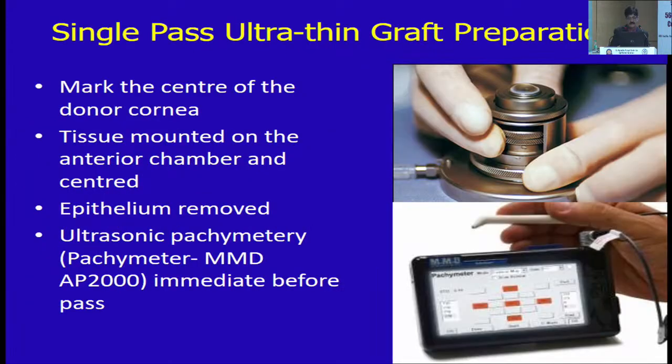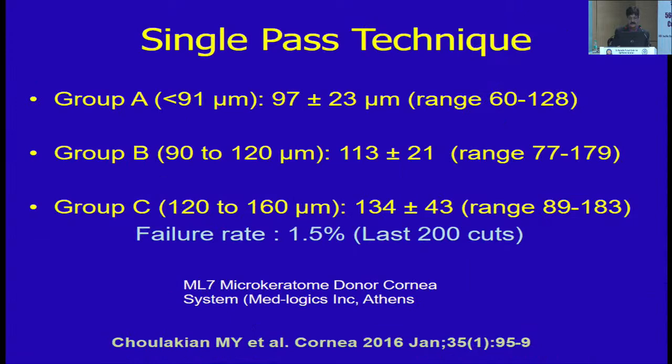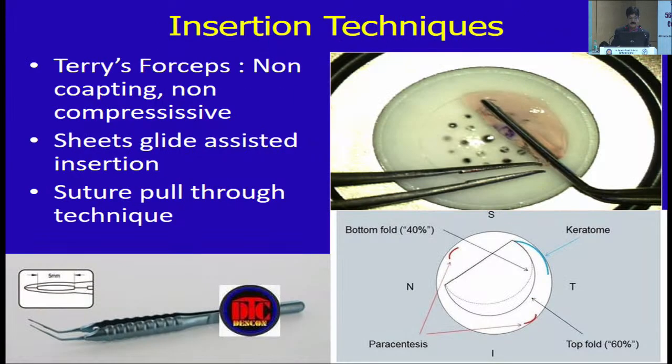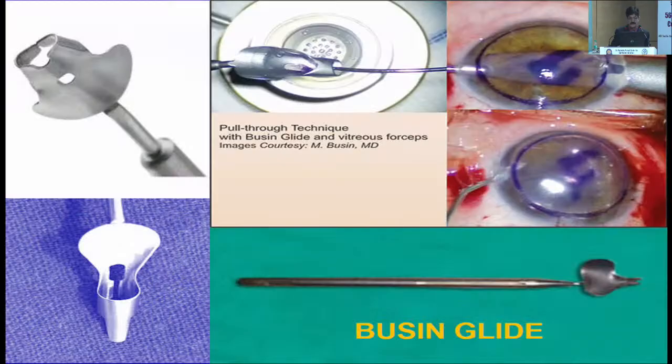But more common is the single pass technique, and most of the eye banks use this technique, and we can obtain thin tissue using it. There are several studies which confirm that this single pass technique gives predictable results. Coming to insertion, in my experience, forceps, sheet glide or suture pull through are not ideal for very thin tissue. You always need an inserter to handle these tissues.